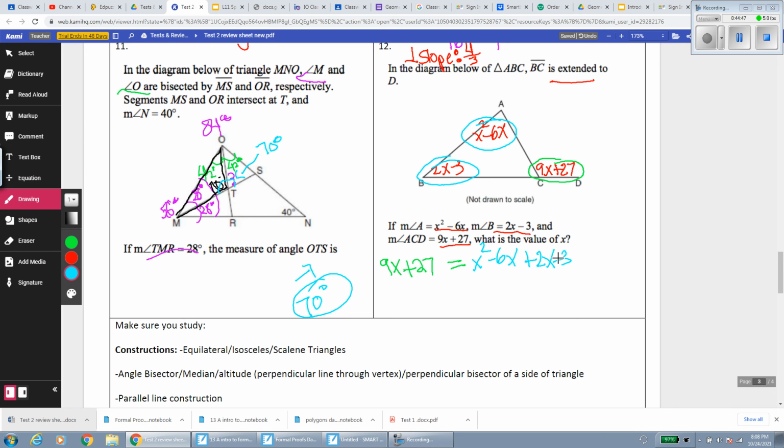So let me get combining some like terms. I see two like terms over here. Let me clean this up a bit.